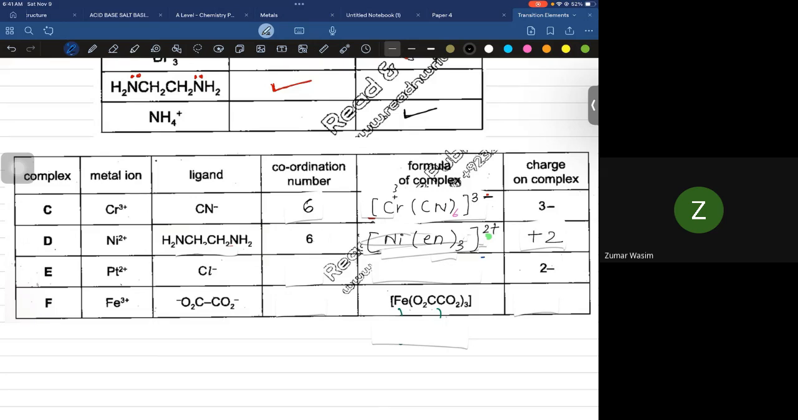So before writing down the formula of the complex, you must know the nature of the ligand, and also the charge of a ligand, whether it's -1 or -2, or whether it is neutral or whatever. Okay. You can try E. Then I would tell you, you can try E fast.